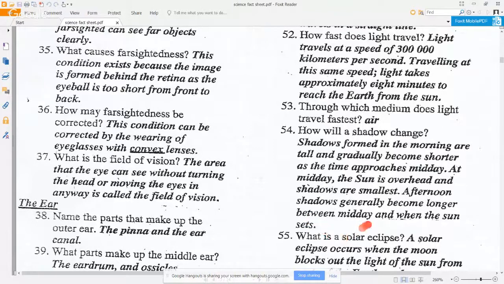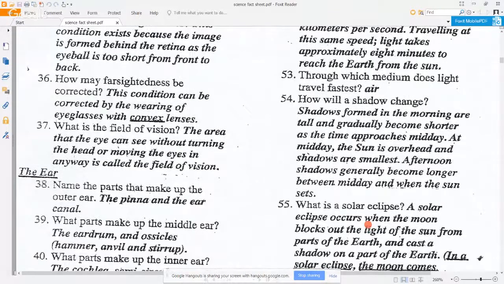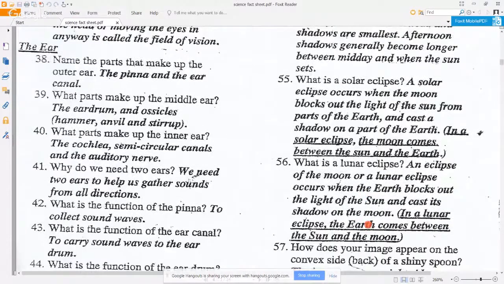What is a solar eclipse? A solar eclipse occurs when the moon blocks out the light from the sun, from parts of the earth, and casts a shadow on a part of it. In a solar eclipse, the moon comes between the sun and the earth.